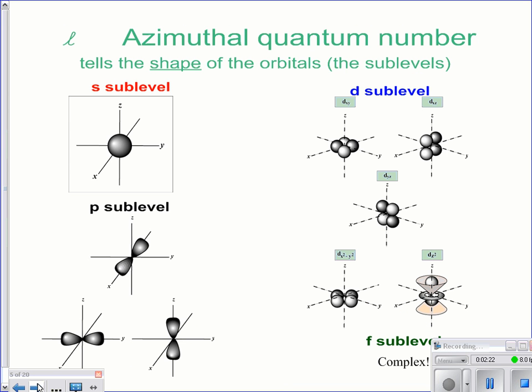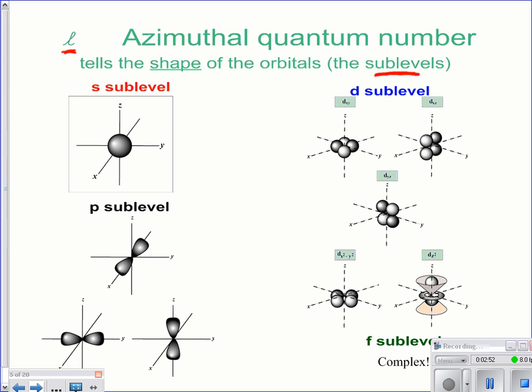The second quantum number is known as l. On these notes, I tried to make sure it was really obvious that it's an l and not a 1, because of the fonts you use. But l tells us the shape of the orbitals. In other words, it tells us the sublevels. The fancy name for it is the azimuthal quantum number. So our second quantum number is l, the azimuthal quantum number.